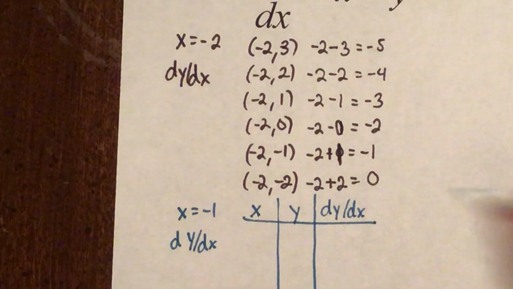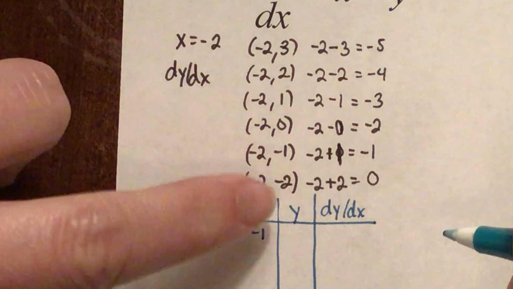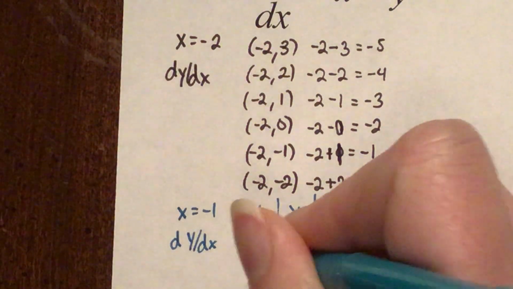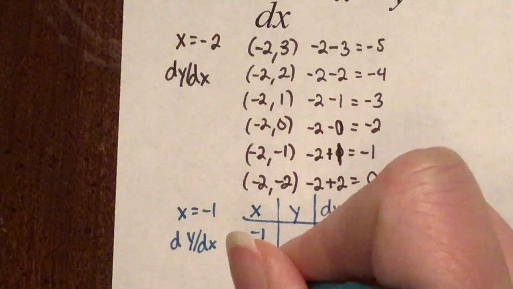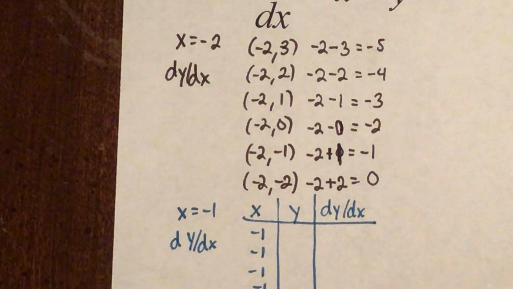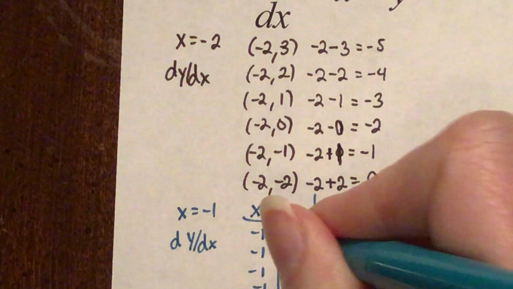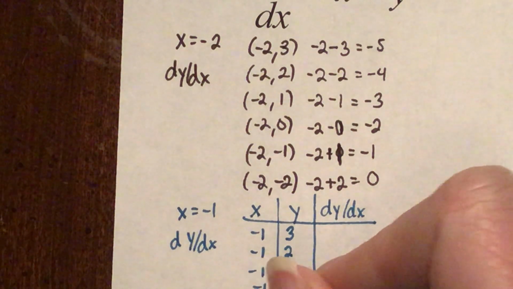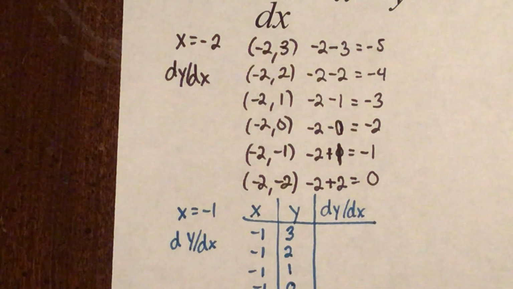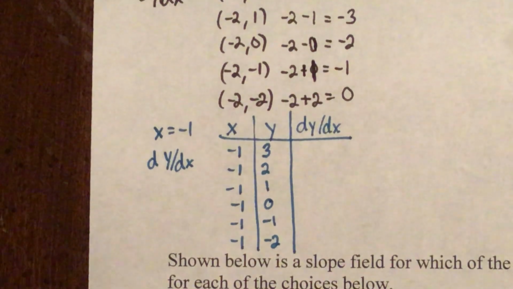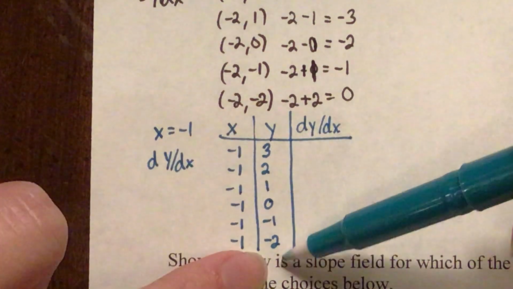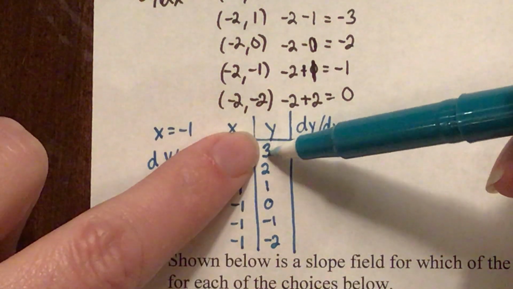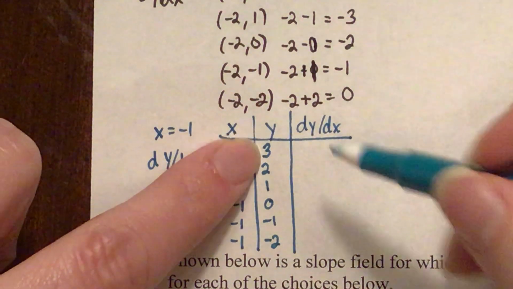Okay. So all of these, the x value is going to be negative 1. We need 6 of them: 1, 2, 3, 4, 5, 6. Our y values are highest at 3, and then they decrease: 3, 2, 1, 0, negative 1, negative 2. I happen to be going from the top down to the bottom. Okay, so 3 is our highest point all the way down.